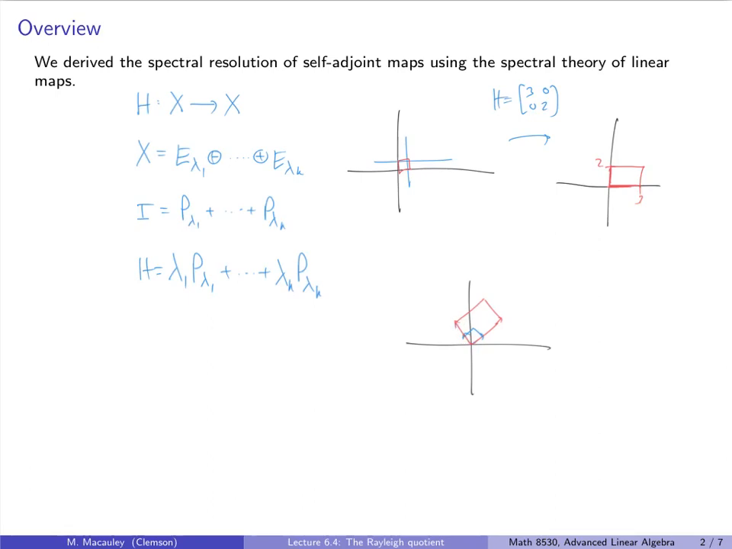Okay, so all of this used the spectral theory of linear maps, especially right here. And this is a fundamental result, but it depended on, one thing we used was the fundamental theorem of algebra, that every polynomial over the complex numbers has a root.